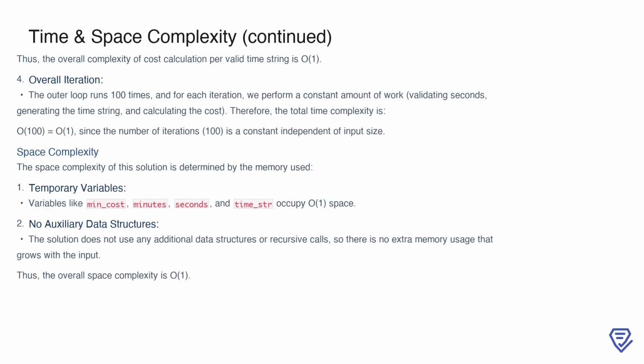Shifting to space complexity, the memory usage is determined by a few temporary variables such as min_cost, minutes, seconds, and the generated time_str. These variables occupy constant space, or O(1). Importantly, the solution does not rely on any additional data structures, nor does it use recursive calls that might require extra memory, keeping space usage minimal. Therefore, the space complexity of this solution is O(1), as there is no memory overhead that grows with the input.